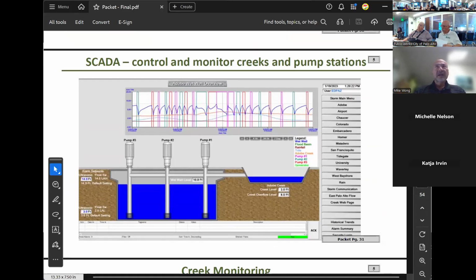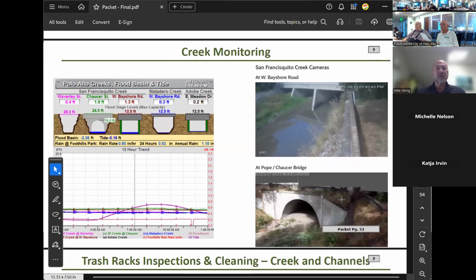So a lot of the pump stations and some of our creeks have monitoring systems on them through what we call a SCADA system, and that's a computer system that we use to gather and analyze data and monitor and control our equipment. And the next slide will show you one interface we have with the public on our creek monitoring page.